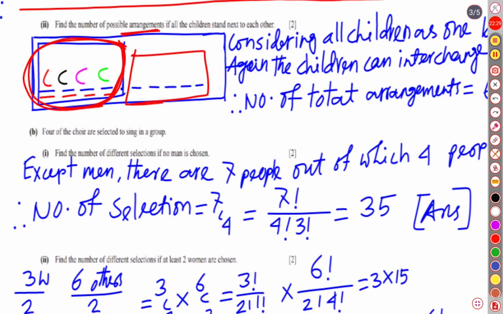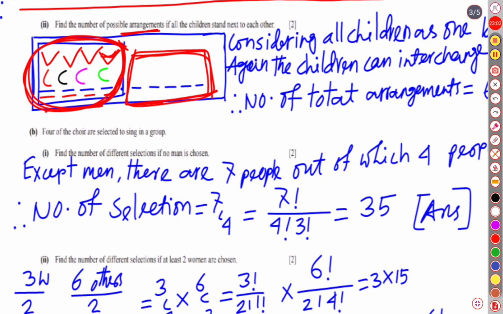Then if we consider all the children as 1 unit and the next 5, total 6, so 6 factorial ways they can be rearranged. Then again, if we talk about these children, there are 4 different children, they are not identical. As there are 4 different children, they can also interchange their positions, they can also be arranged. So we will have to apply 4 factorial, 4P4.